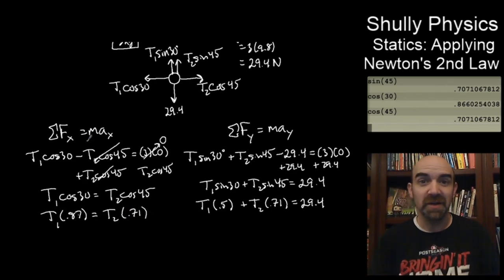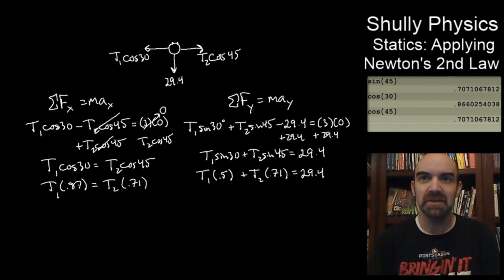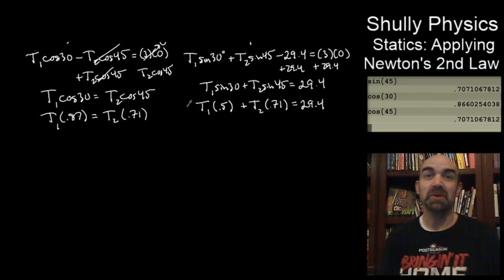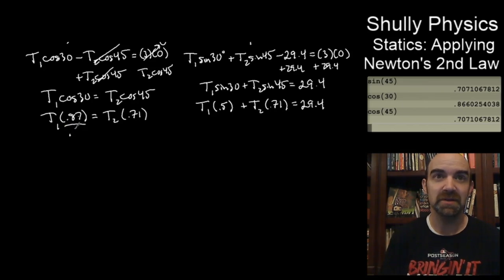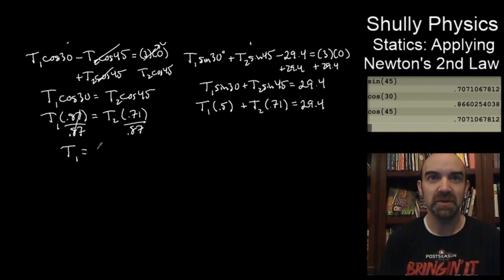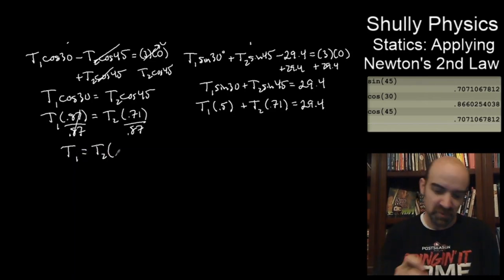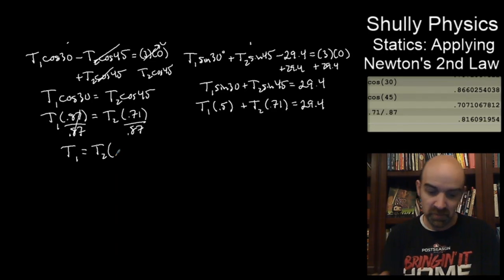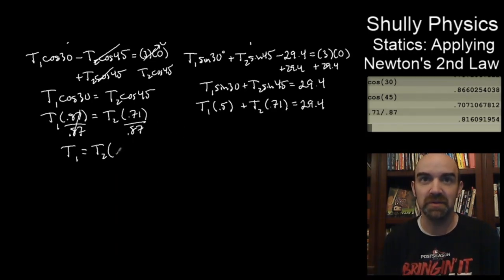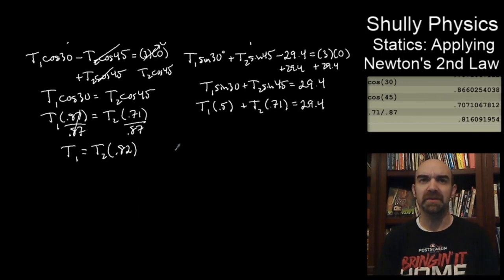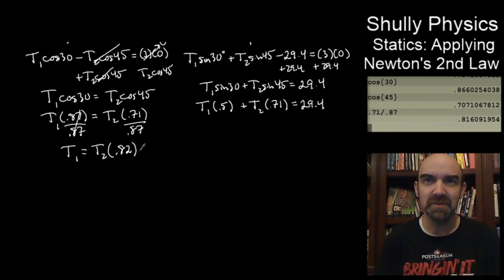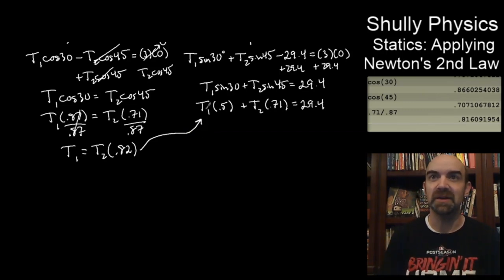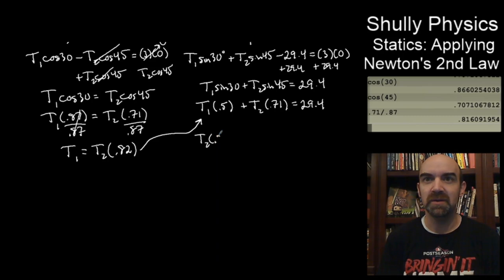All right. So are we stuck? To solve a system of equations like this, we're going to solve by substitution. We're going to see what T1 equals in terms of T2 and plug that into the other equation. So let me demonstrate. If I divide both sides by 0.87, then we get T1, tension 1, equals T2 times 0.71 divided by 0.87, which is 0.816. We'll call it 0.82. It doesn't give us a number, but we're going to substitute that expression right up here for T1 and see what happens. So T1 is equal to T2 times 0.82.